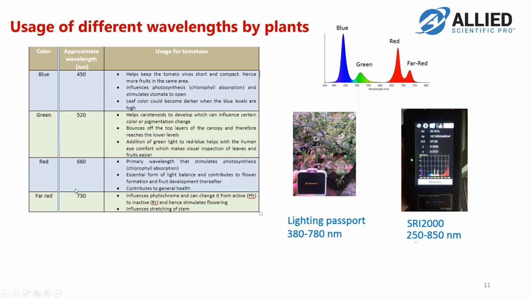Now, red light is the primary wavelength that stimulates photosynthesis and chlorophyll absorption. It's an essential form of light, contributes to flower formation and fruit development, and contributes to general health. And far red at 730 nanometer influences the phytochrome and changes it from its active form PFR to inactive. Hence this ratio changes, and it could stimulate flowering.